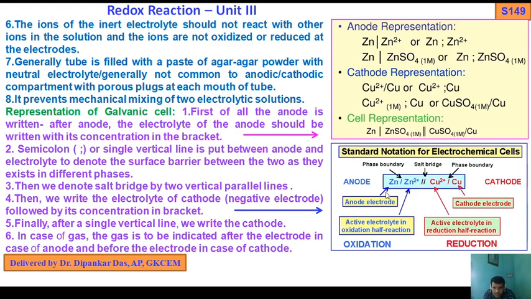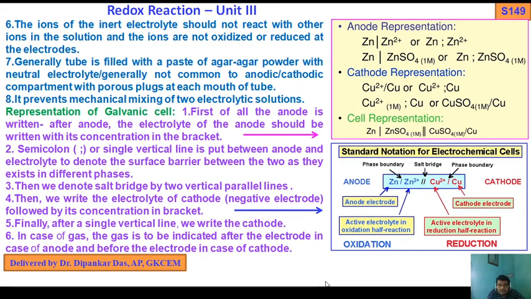This is the anode electrode. The active electrolyte of the oxidation half cell is on the left-hand side, and the reduction half cell, the cathode, is on the right-hand side. So this is the representation of a galvanic cell.